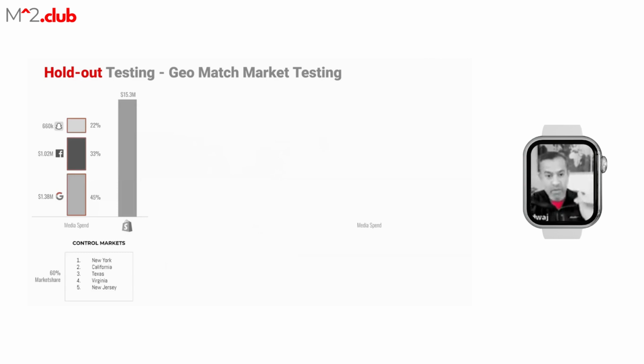In this case, New York, California, Texas, Virginia, New Jersey. These are the markets that have the biggest market share for this, let's call it a fashion brand. And 60% of the conversions and revenue comes from those 5 markets. Okay, so they represent a big share of the rev share of that particular brand. Okay, now they are spending this split of dollars in market. They're spending 45% in Google, 33% in Facebook, about 22% in Snap. The overall revenue in those 5 markets is 15.3 million. Let's say it's for a quarter. Okay, last quarter. Okay, all right.